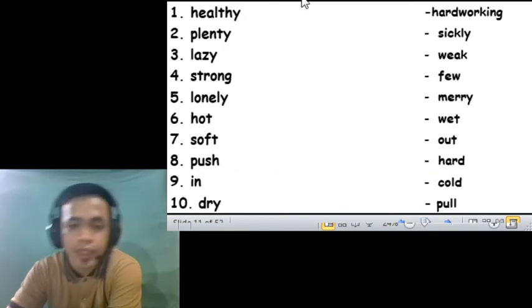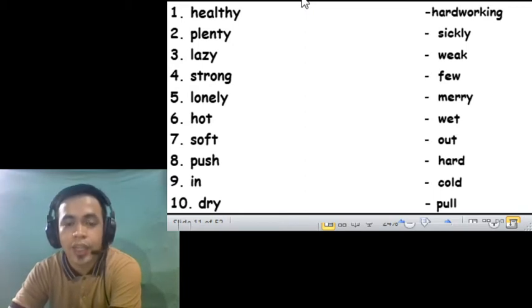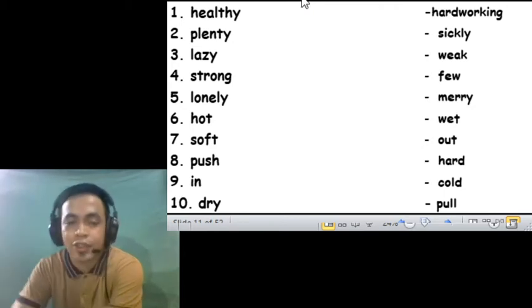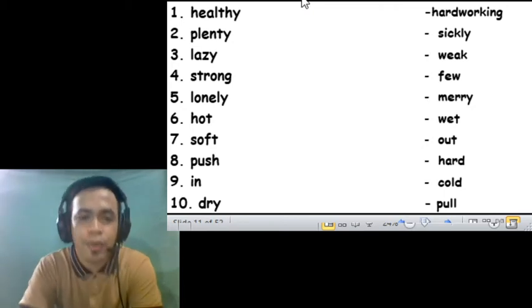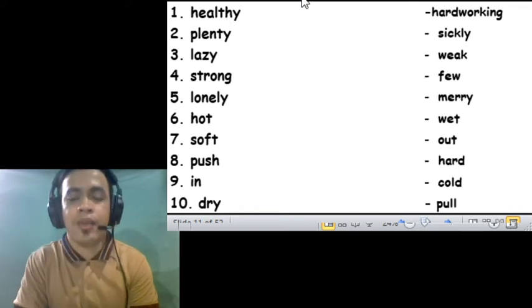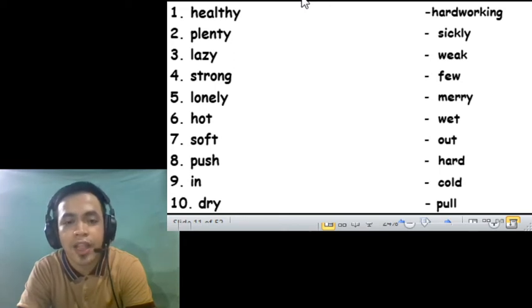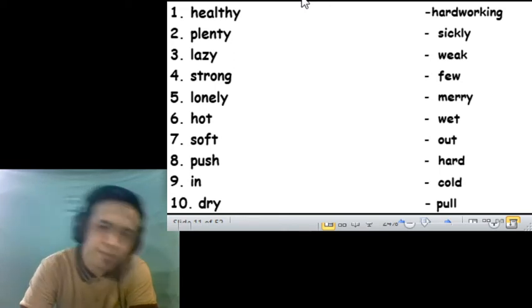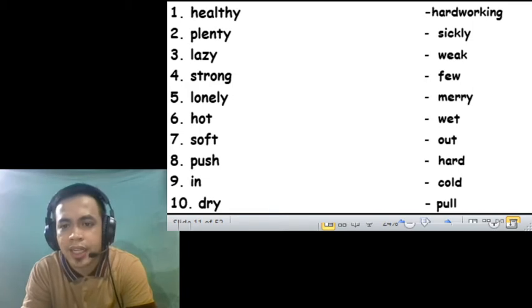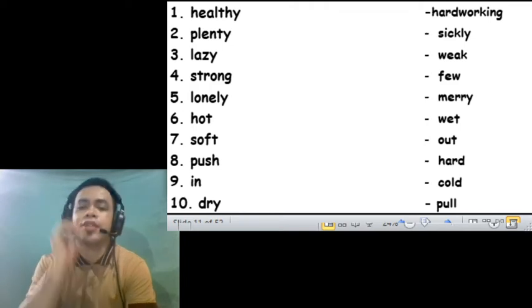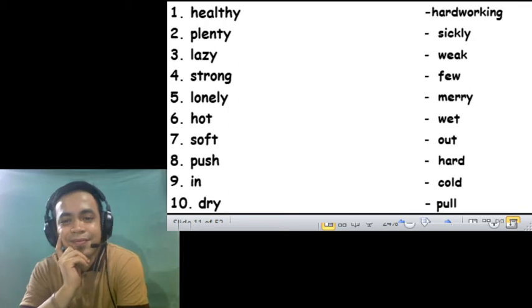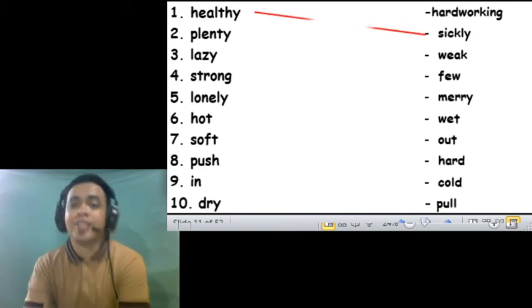Now, there are 10 words in your book, okay, that we need to match with their opposite meaning on the other side. So, imamatch lang natin using lines, okay? So, let's try number 1. Number 1 is healthy. What do you think is the opposite of healthy? Kabaliktaran ng healthy. Hardworking, sickly, weak, few, merry, wet, out, hard, cold, pool. What do you think? Okay, the answer is sickly.